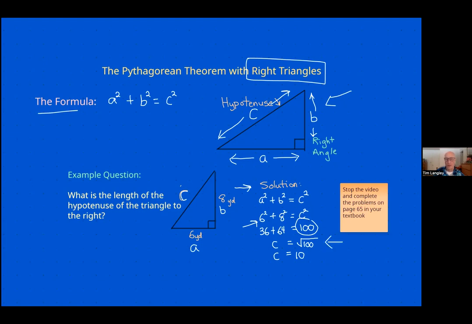Well, I know that 10 times 10 is 100, or you could look at page 62 or 63 and see that 10 squared is 100. So length C, side C, is, and by the way, some math teachers really like you to write out the dimensions, in this case yards, 10 yards in length. So I want you to stop the video and complete the problems on page 65 of your textbook before moving on to my next slides.